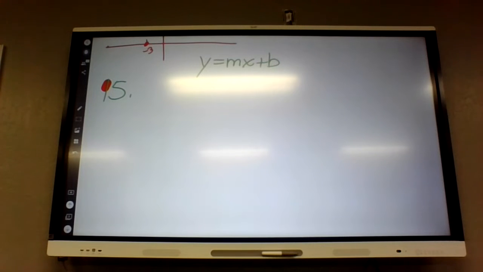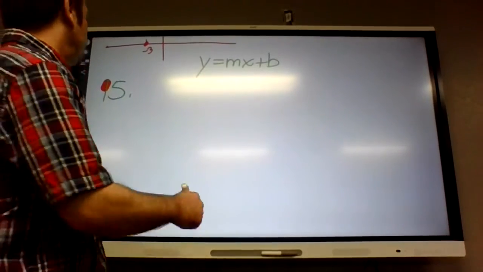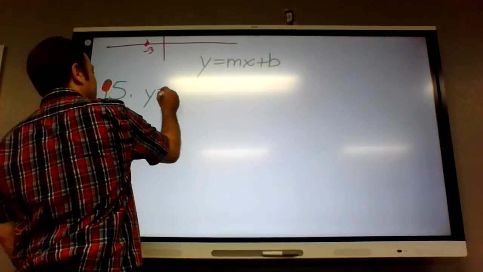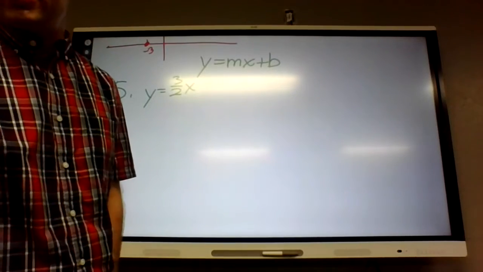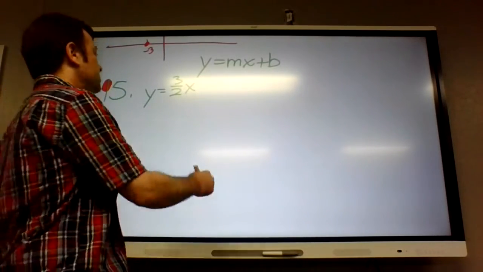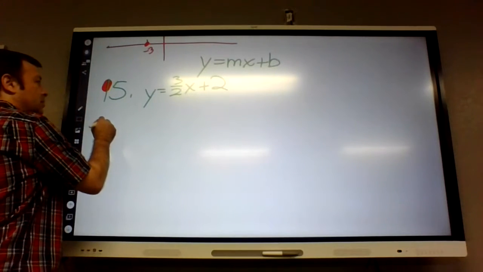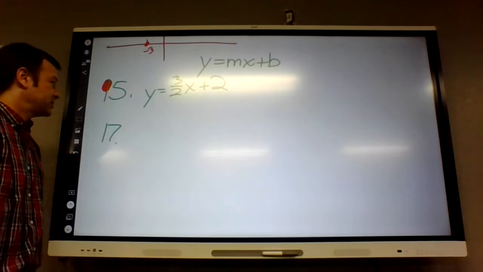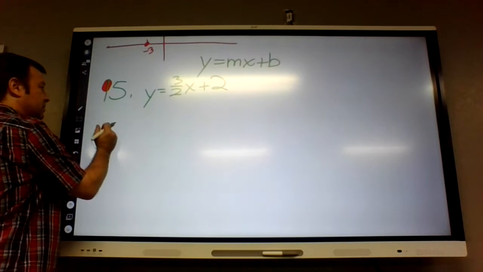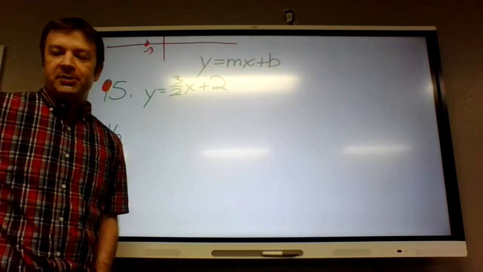3 over 2. Y equals 3 over 2x. Okay, what is the y-intercept? Plus 2. It crosses the y-axis at positive 2. We probably should talk about 16 actually.